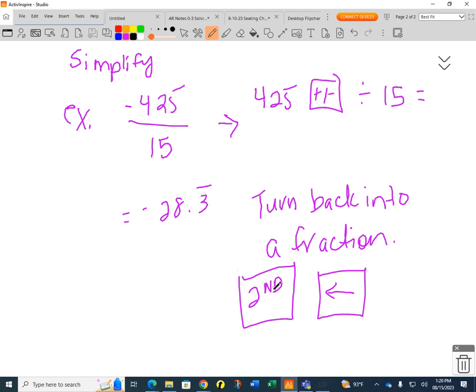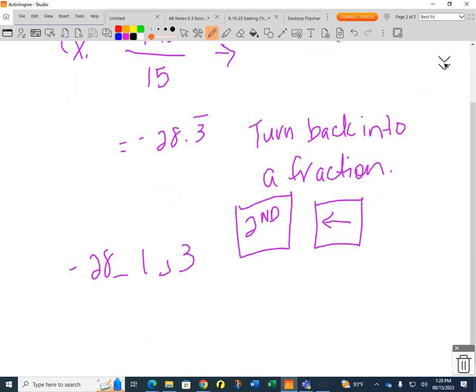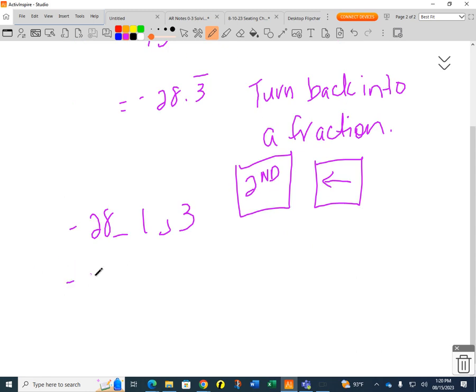Now you're going to hit the second button, and then that arrow pointing to the left, the very bottom left button. What do you get when you do that, Eden? Negative 28 and 1/3, right? So that's one of the things we have to know. On the calculator, it's going to look like this, right? So another thing that we have to know is what does that mean when we see that on the calculator? That means negative 28 and 1/3.